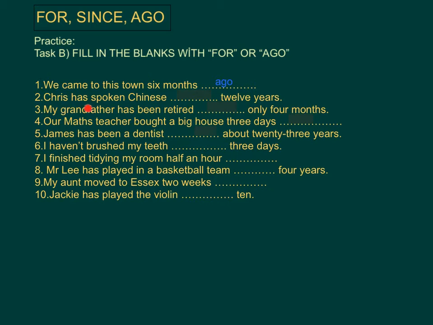Number 2. Chris has spoken Chinese for 12 years. We use for here because 12 years is a length of time. Number 3. My grandfather has been retired for only 4 months. Number 4. Our maths teacher bought a big house 3 days ago. We use ago because this is in simple past tense. We know it is in simple past tense because bought is the past tense of buy. Number 5. James has been a dentist for about 23 years. And now I'll let you try to solve the remaining questions.